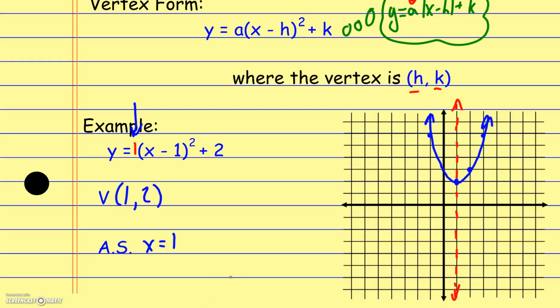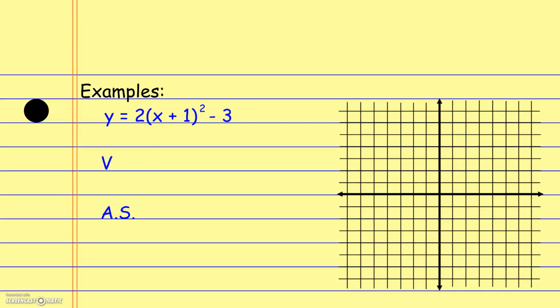Okay. If we look at another one, something like this guy, this time we're changing the a value. Again, my vertex. When I look at the vertex for this one, it is going to be -1, -3. So that's my vertex. The axis of symmetry is going to be x equals that x value that's right there. So it's going to be x equals -1 this time. And now we can see this thing's got an a value of +2. So we'll see how that affects the graph in a moment.